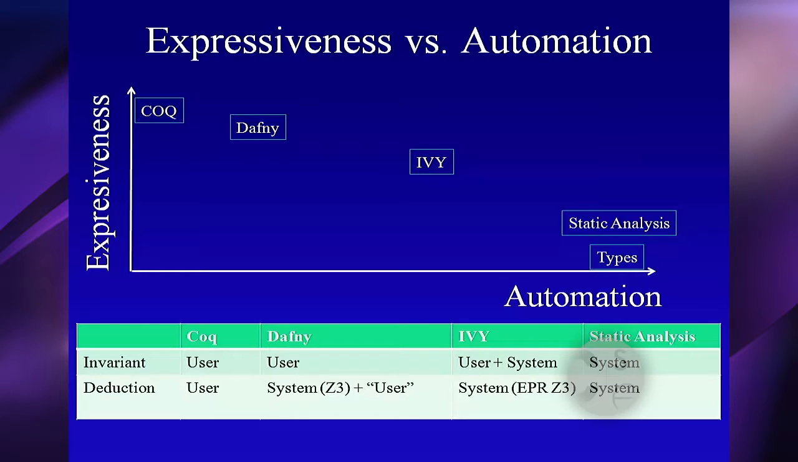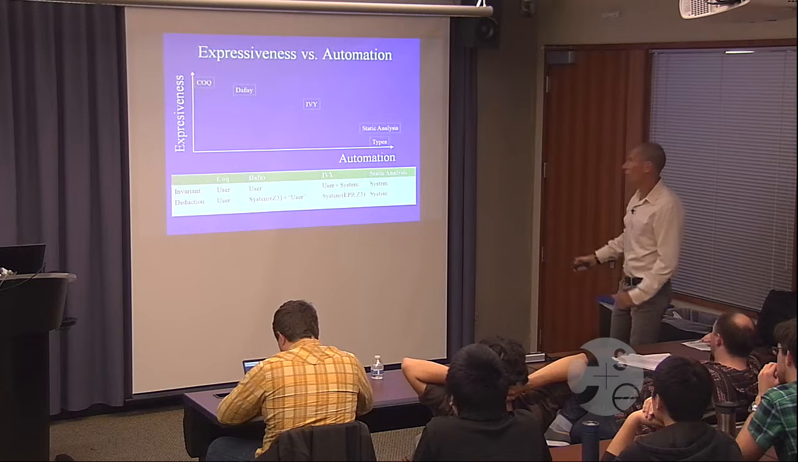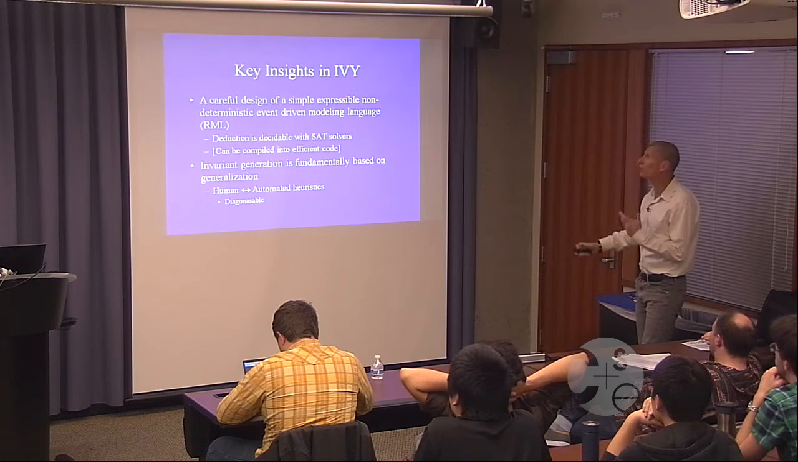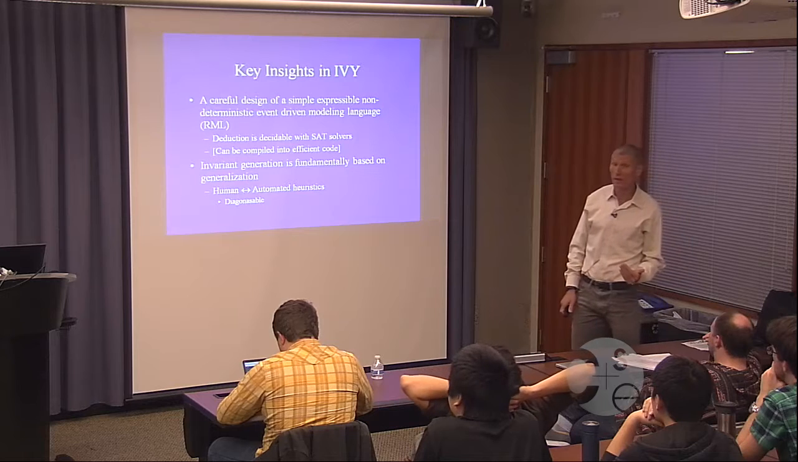And for writing the invariant, we know they are hard. So we want to somehow have a collaborative effort between the user and the system. And I'll show you how we do it. And there are sort of two key insights behind Ivy.